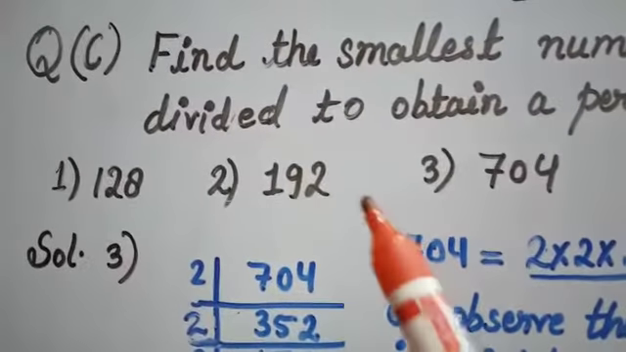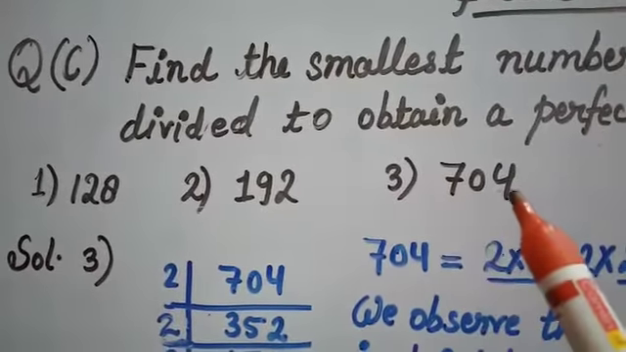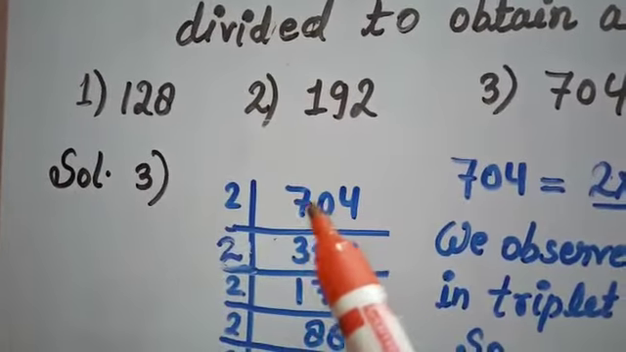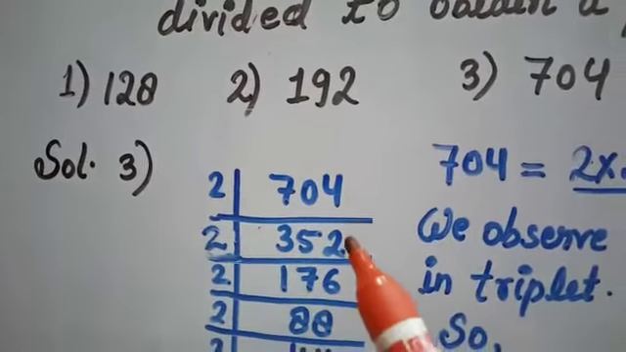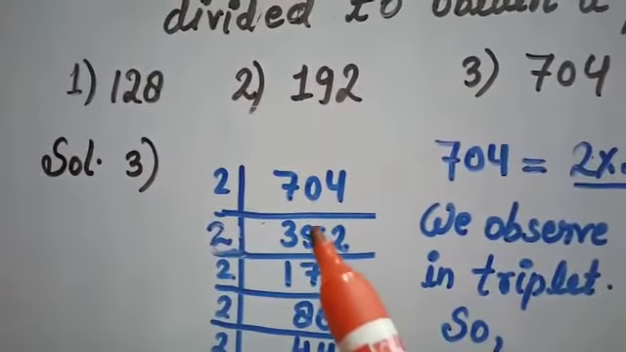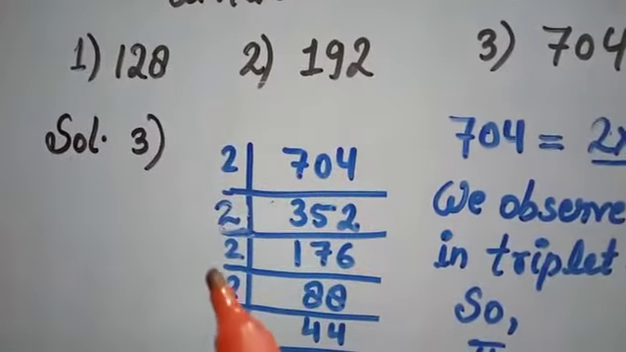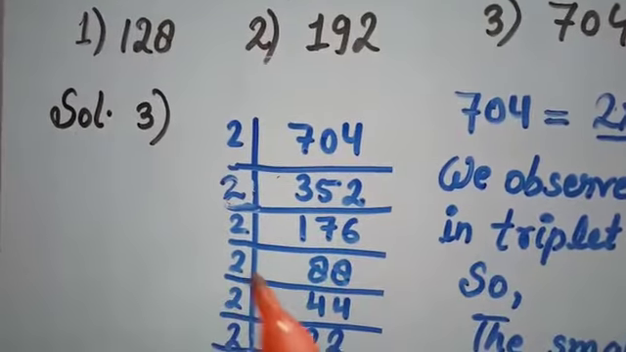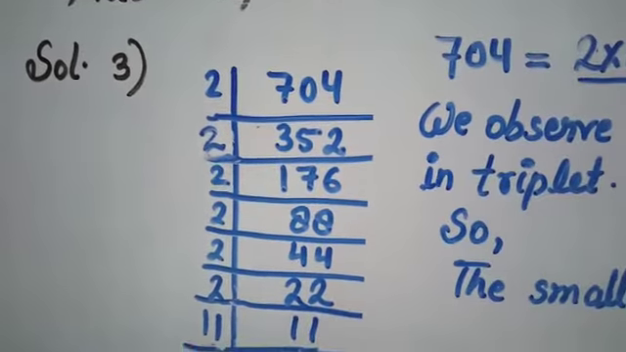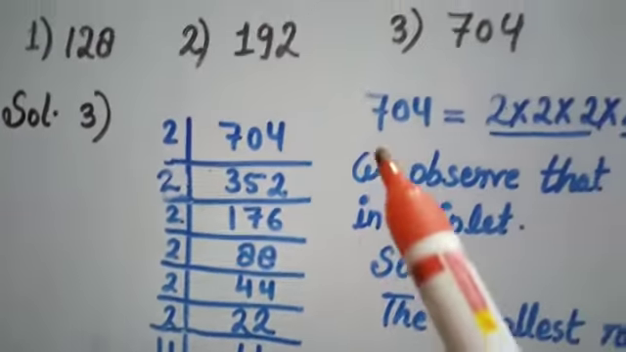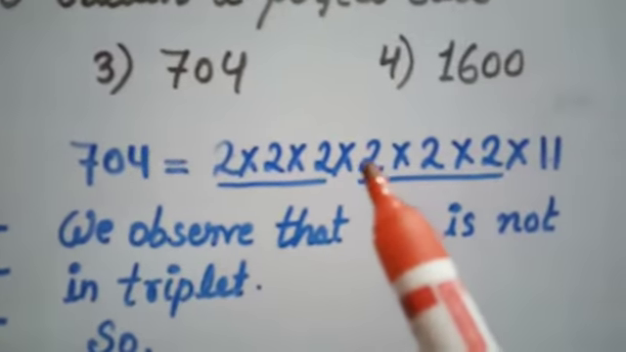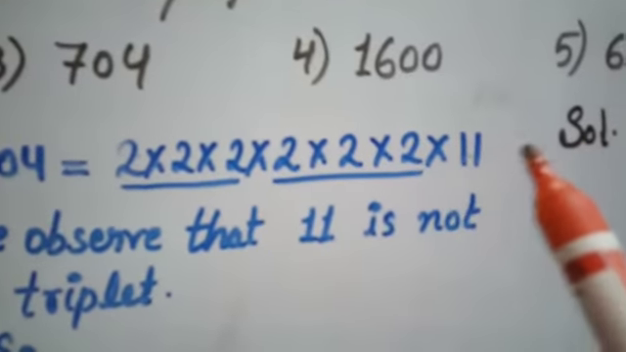Now we will solve third part of this, 704. We will do prime factors of 704. 2 3s are 6, 2 5s are 10, 2 2s are 4, 2 1s are 2, 2 7s are 14, 2 6s are 12, 2 8s are 16, 2 4s are 8, 2 2s are 4, 2 1s are 2, 11 1s are 11. So prime factors of 704 is 2 into 2 into 2 and 2 into 2 into 2 into 11.